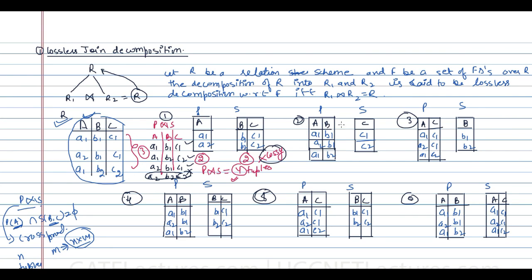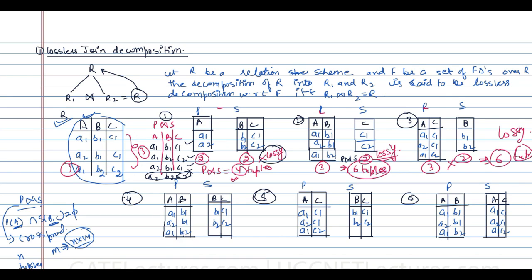Now here again you can see there are no attributes in common. So if we do P natural join with S, P contains 3 tuples and S contains 2 tuples, so this natural join will act as a cross product and we are going to get 6 tuples, but the original relation contains only 3 tuples, so this decomposition will also be lossy. Here again there are 3 tuples, here there are 2 tuples, so natural join will act as a cross product, so we are going to get 6 tuples. Okay, so obviously all these 3 decompositions are lossy.